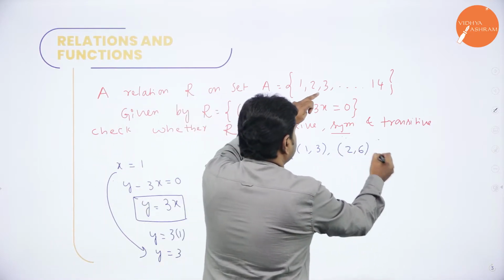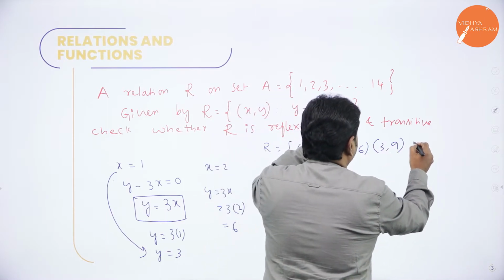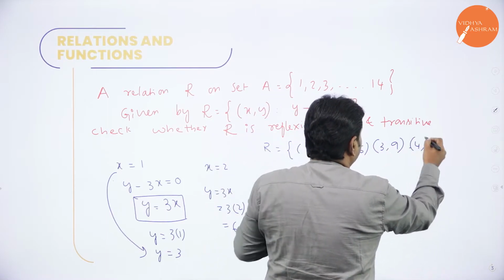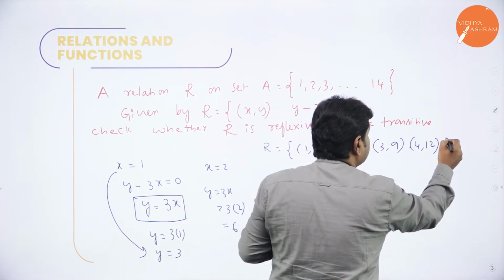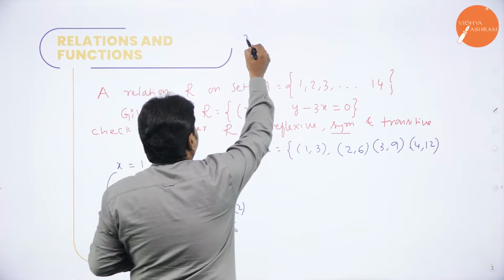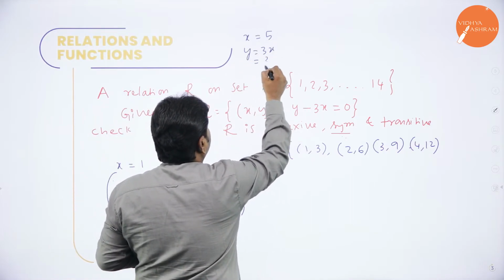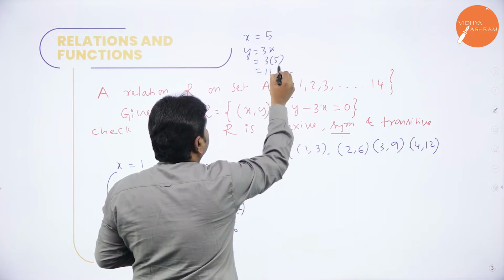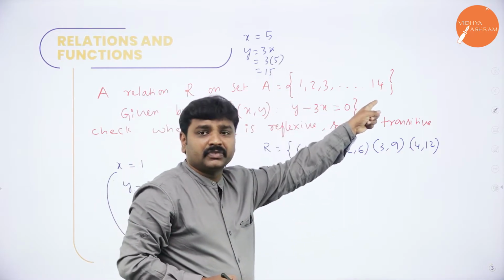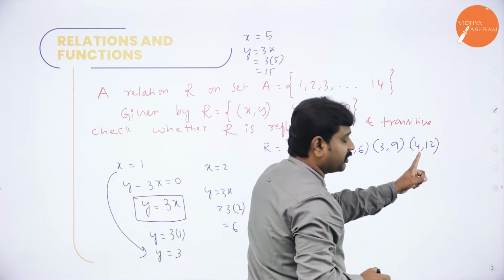Similarly, when x is 3, 3 3s are 9 and so on. And when x is 4, 4 3s are 12. When x is 5, observe this. Suppose I take x as 5, what is y? 3 into x, that is 3 5s are, what is 3 5s? 15. Do we have 15 in the set? No. So when x is 4, it will become 4 3s are 12.